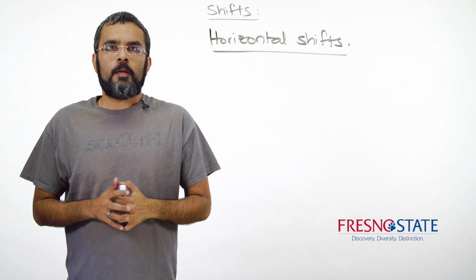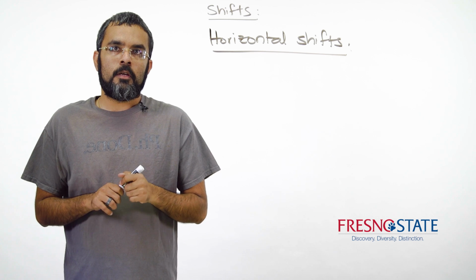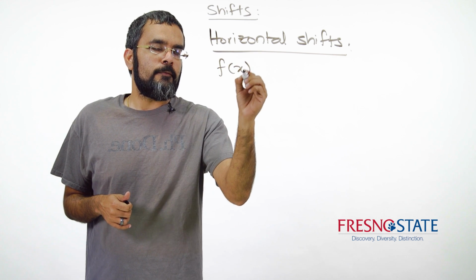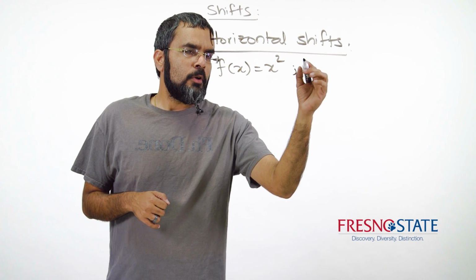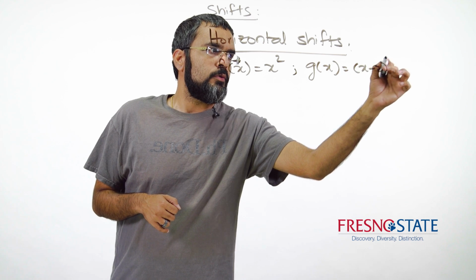Okay, so in this video we're going to talk about horizontal shifts. We looked at vertical shifts. Now what are horizontal shifts? Again, let's consider three functions. I'm going to have my base function as f(x) = x squared. Then I'm going to look at g(x), which is (x - 2) squared.